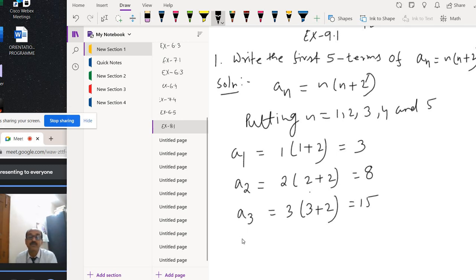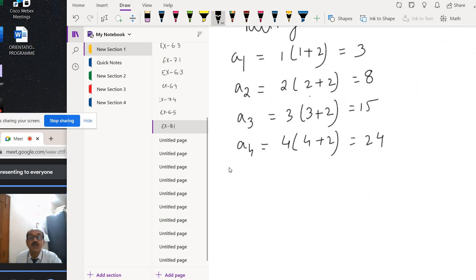A4, n equal to 4, so 4 into 4 plus 2, that is 4 into 6, that is 24. A5, so 5 into 5 plus 2, which is 5 into 7, that is 35. Okay.